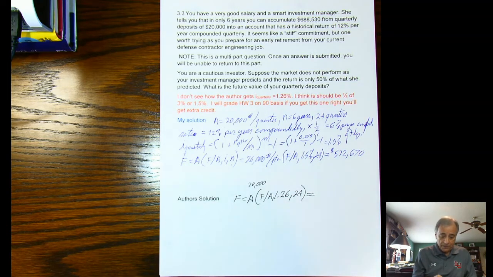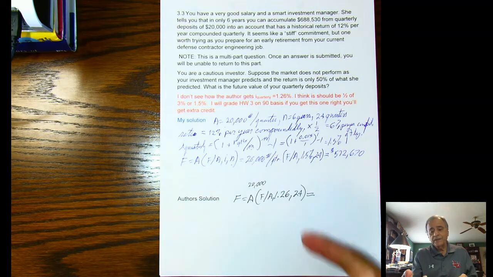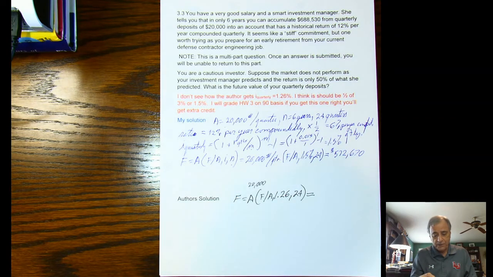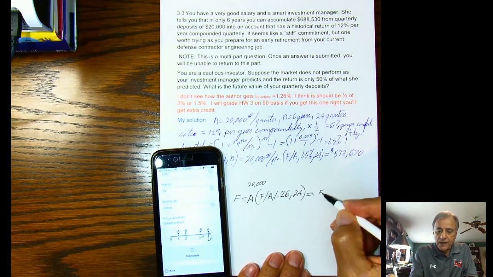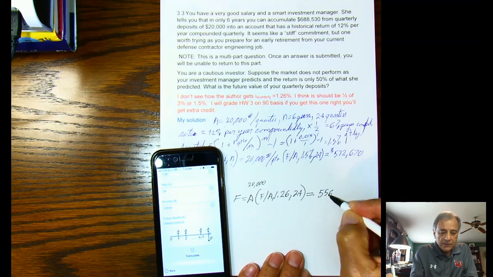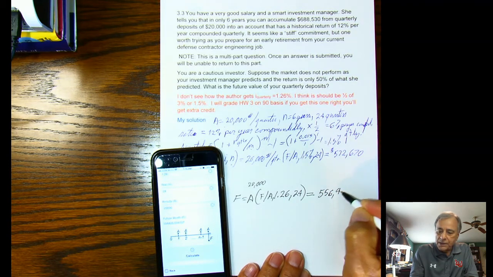which if you work the problem, I guess you could put this in if you get the same data, and I don't know that you will, but most likely you won't. But the author came up with the answer $556,426.